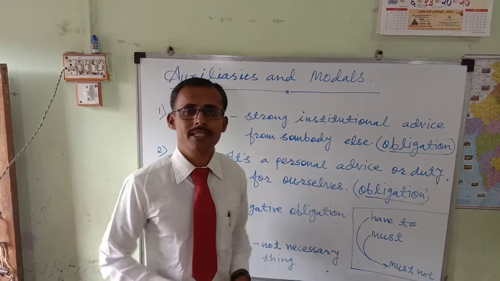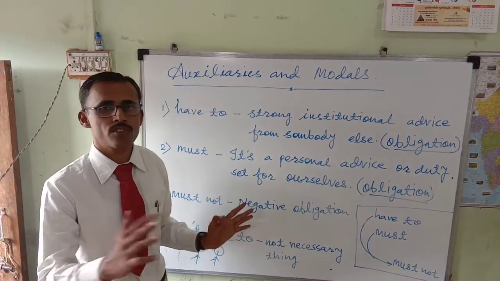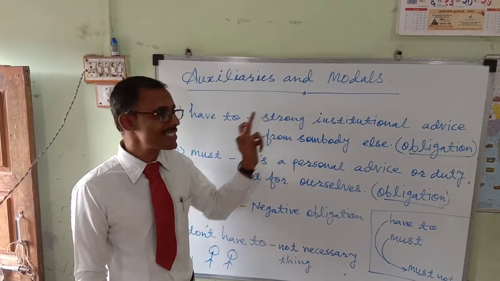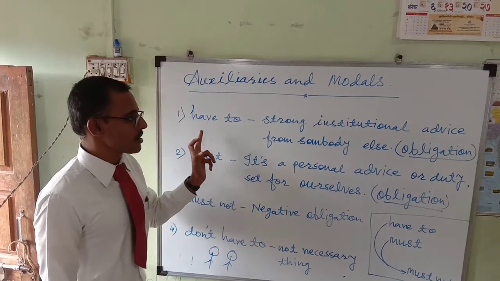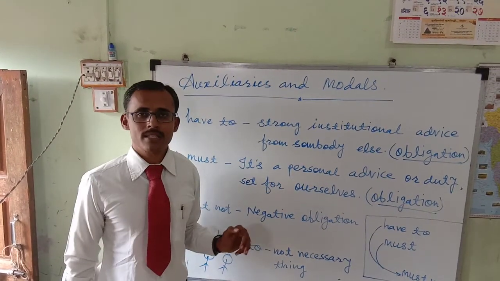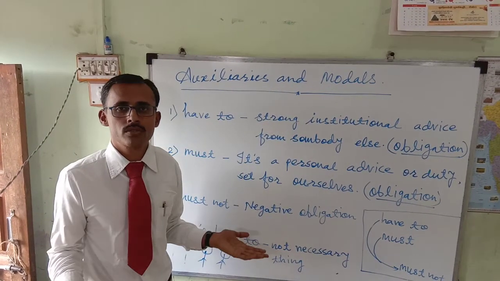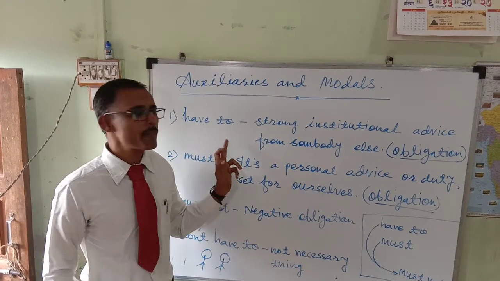Suppose you are in a tax office. That time one general message is there: you have to pay tax before 1st June. This is an obligation, an official obligation, an official instruction. Suppose you are in an RTO office. That time, you have to be 18 years old to drive a car. This is the official message.